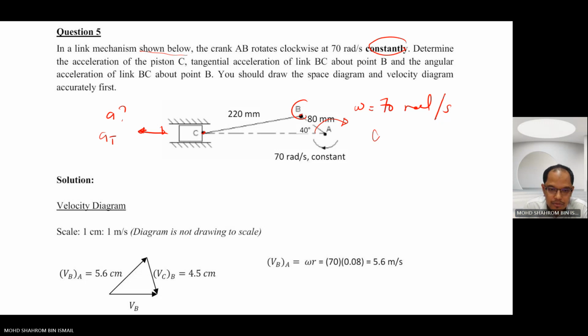So in order to solve the problem, of course, we have to draw the velocity diagram. Let me show how this mechanism works first. This is point C, B, and point A. Right, so it rotates clockwise.